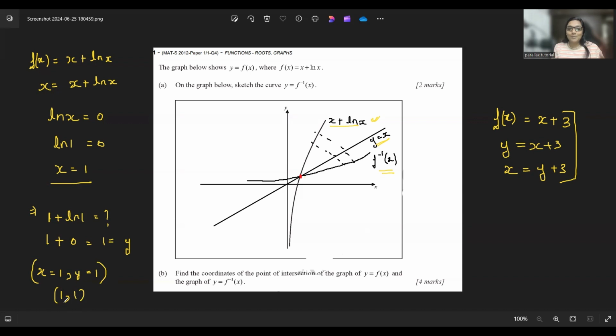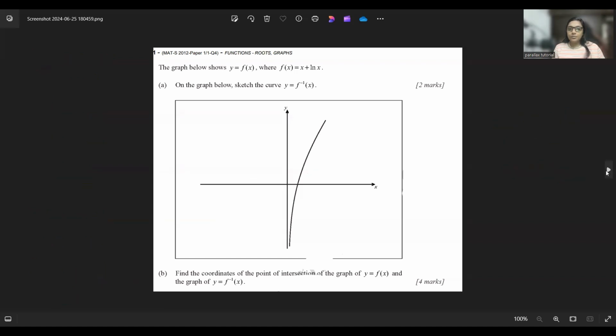Okay, take some time to absorb this. This is a 4 marker, obviously, because they're testing your concept of inverse functions and how it works, and whether you're able to relate to the line y is equal to x and solve the question. Okay, let's move on now to the next question. So this was question 1. We move on to the next.